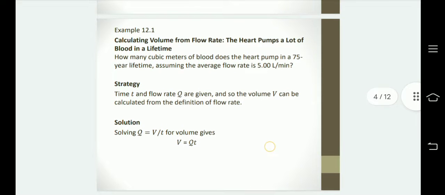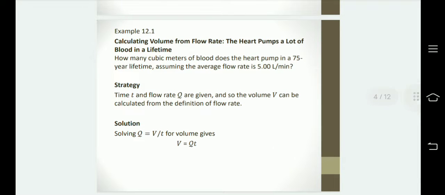For example, calculating volume from flow rate. The heart pumps a lot of blood in a lifetime. How many cubic meters of blood does the heart pump in a 75-year lifetime, assuming the average flow rate is 5 liters per minute? The strategy is that the time T and flow rate Q are given, and the volume V can be calculated from the definition of flow rate.